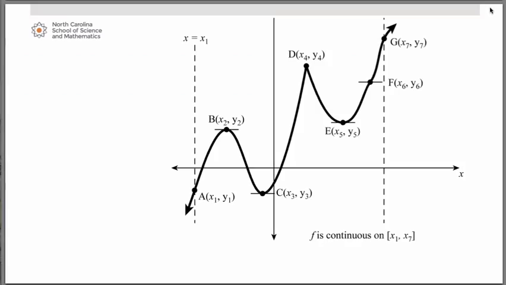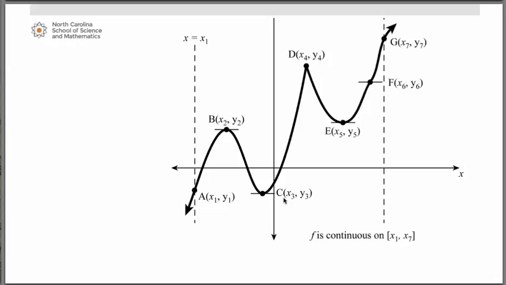If you take a look at the graph that you see here, as a point moves along the curve from A to B, the function values, the y values, increase as the x value increases. As a point moves from point B to point C, the function values decrease as the x values increase. We say then that the function f is increasing on the interval from x sub 1 to x sub 2, and decreasing on the interval from x sub 2 to x sub 3. Notice how we use the x values to identify the interval on which the function is increasing or decreasing.